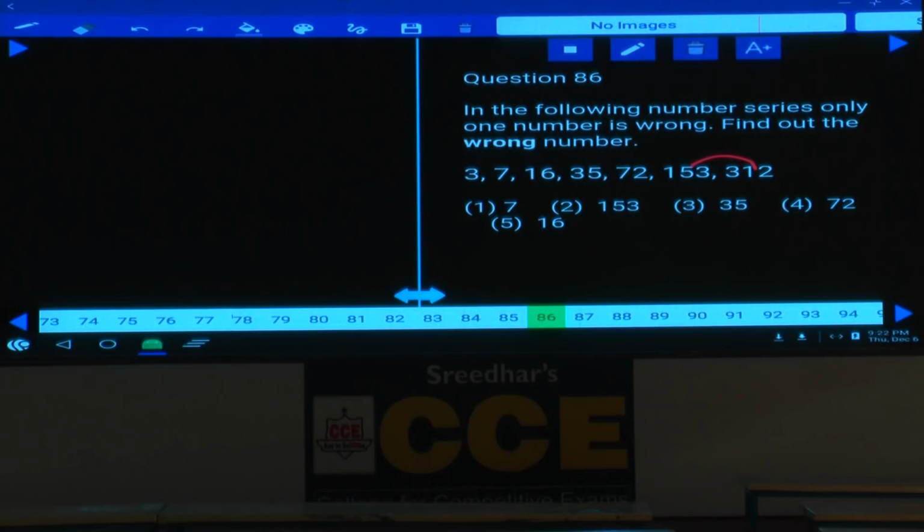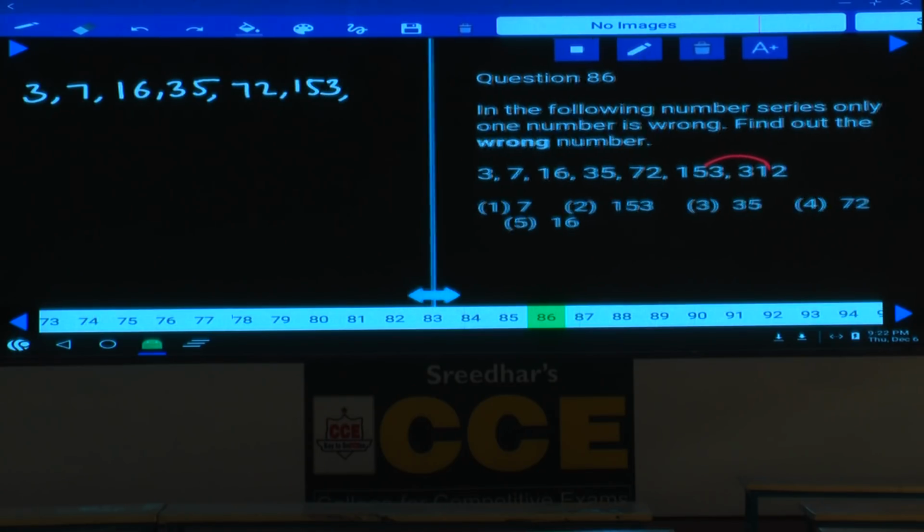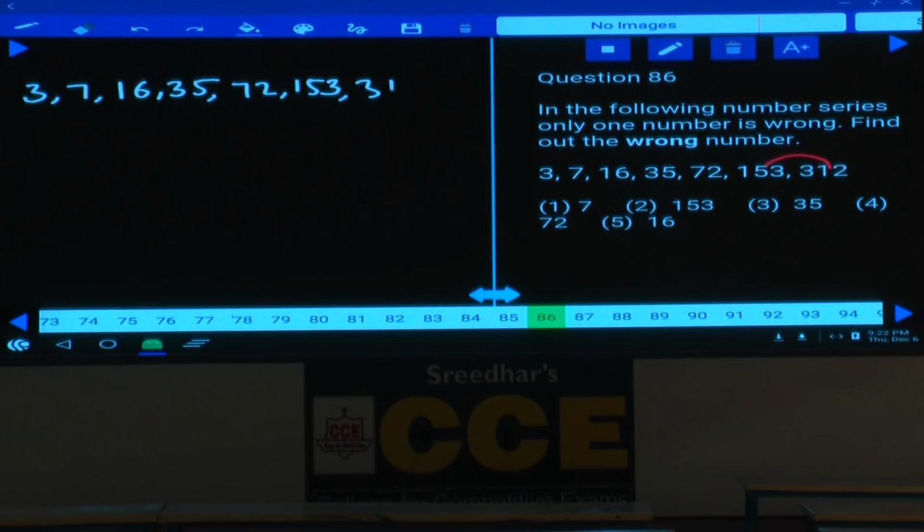But as 3, 7, 16 cannot be related by product, it must be under combination only. Now 3, 7, 16, 35. Next to 35 is 72, 153. Next to 153 is 312. Now these are the numbers. Again, in the case of combination, we should always check the highest pair. What is the relation between these two? 153 into 2 is 306 plus 6 is 312: into 2 plus 6.